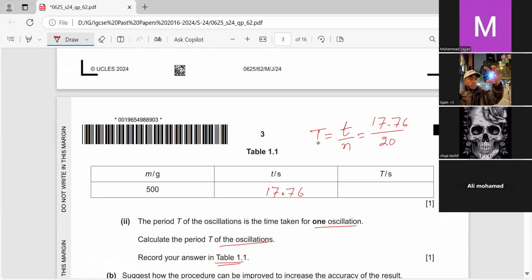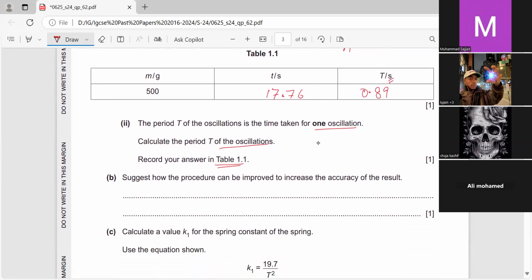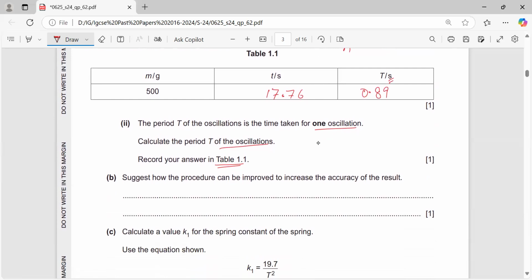So I can write here 0.89, and the unit seconds is already given there. Suggest how the procedure can be improved to increase the accuracy of the result. And how many marks are there? Only 1 mark is there.